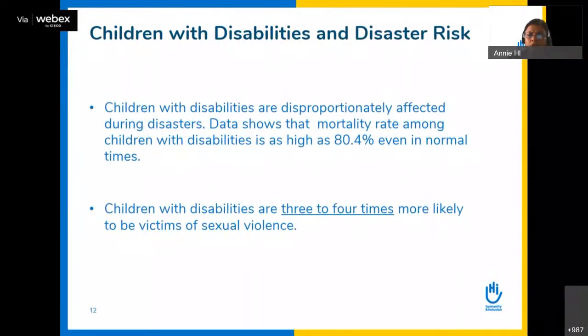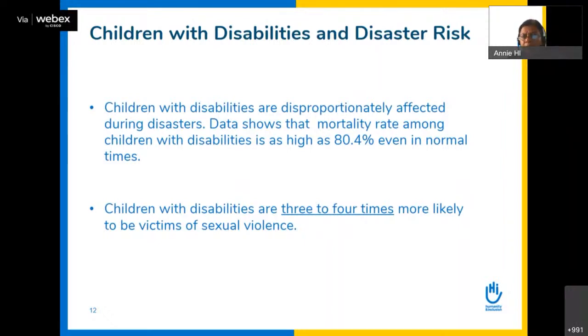In disaster context, we understood that children with disabilities are already vulnerable because educational outcomes are poor and there's a lot of risk of abuse. But when we look at disaster context, you'll find that children with disabilities are disproportionately affected. Their mortality rate, the death rate, can be as high as 80.4% even in normal times. So the death rate even in normal times among children with disabilities tends to be high.